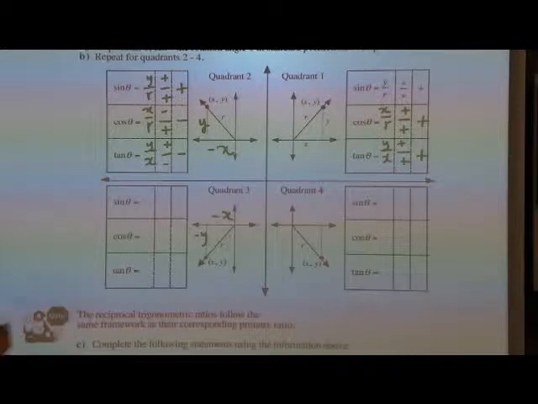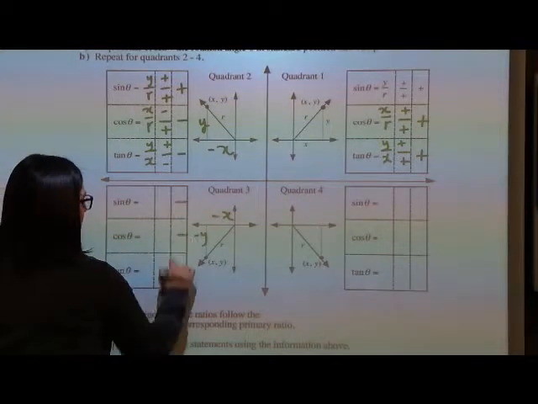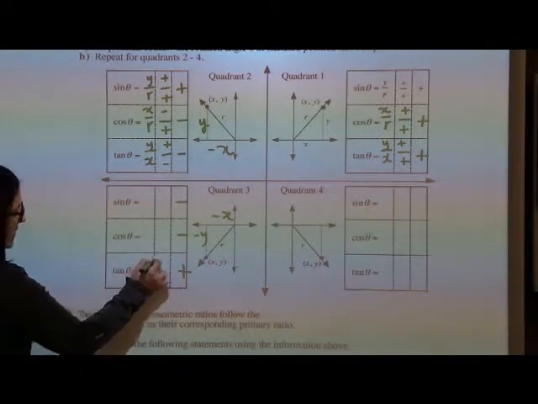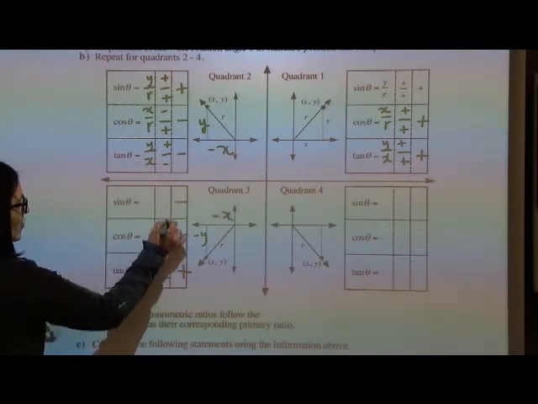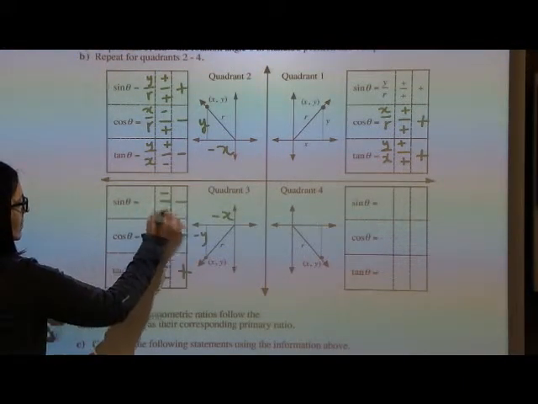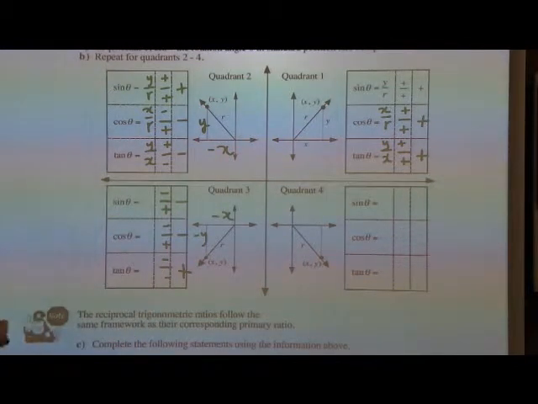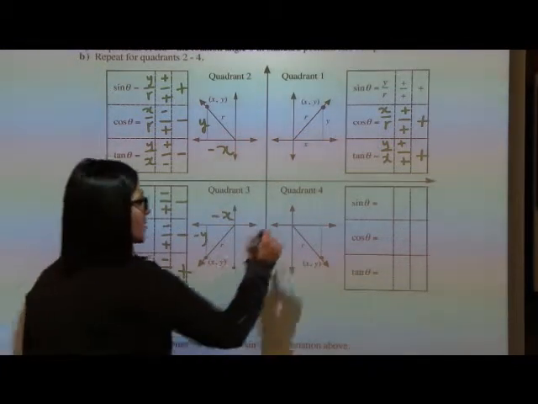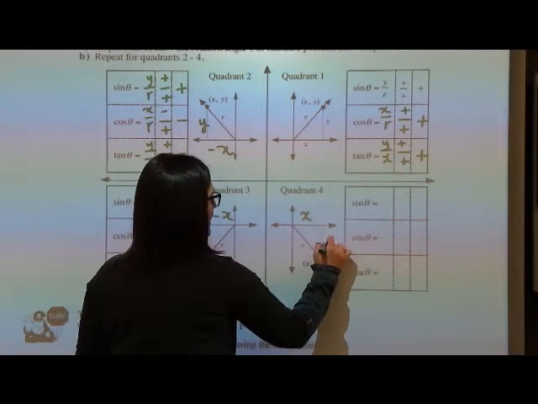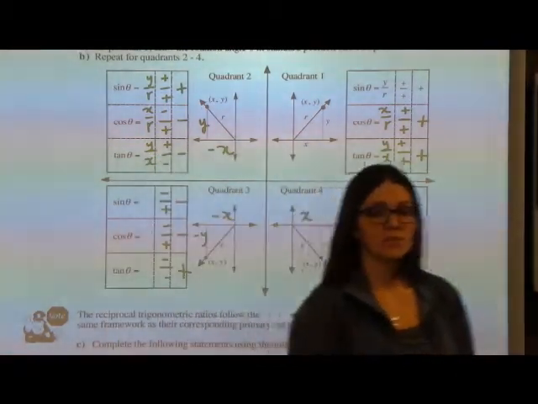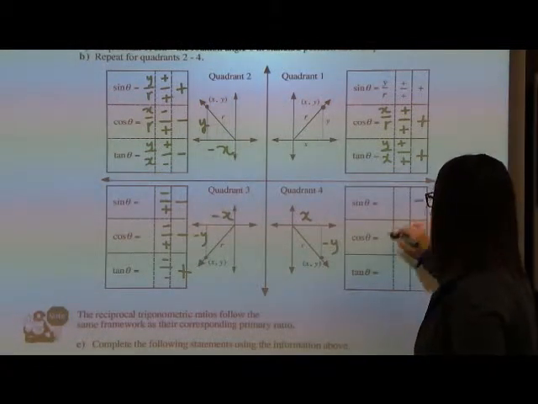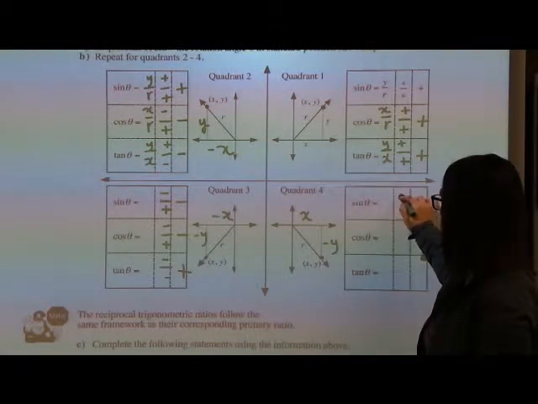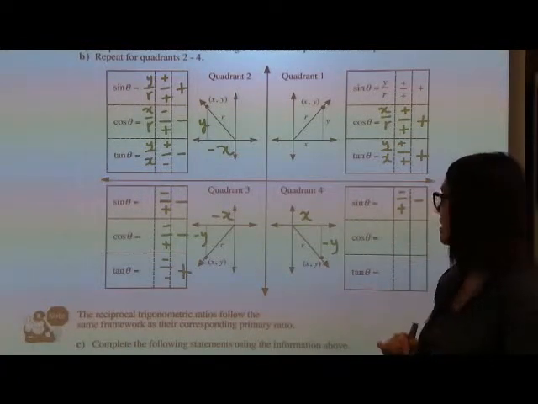Because tan gives me a negative over a negative, and the other two give me a negative over a positive because of that r value. And then in the fourth quadrant, x is positive, y is negative. So is sine positive or negative? Negative, because it's y over r, so it's a negative over a positive.